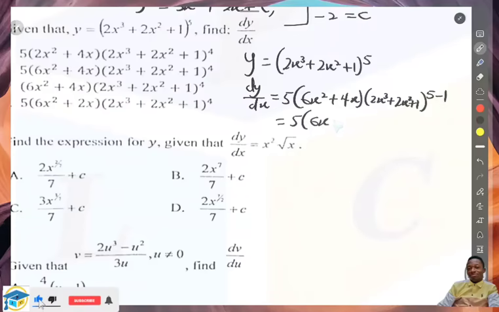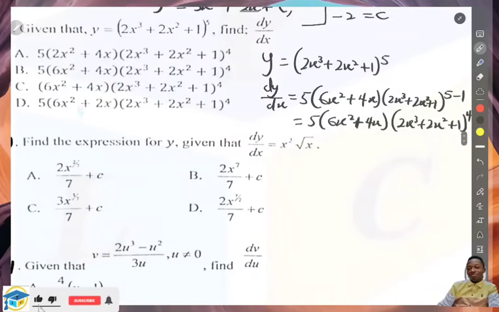So you're going to have 5 into bracket 6x squared plus 4x, into bracket 2x cubed plus 2x squared plus 1 to the power 4. So you realize that here you can expand it to get a simple answer, but based on the options here, they didn't expand. So our final answer should be 5. So we are looking out for the one with 5.